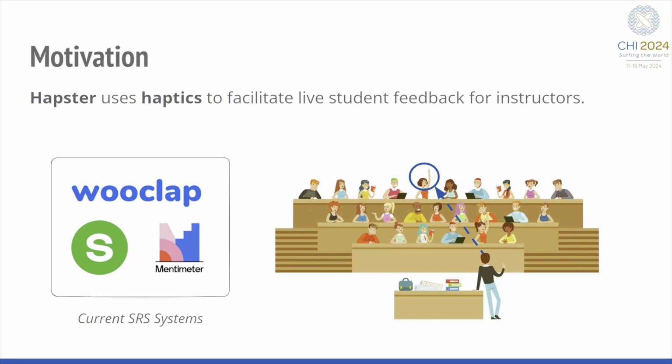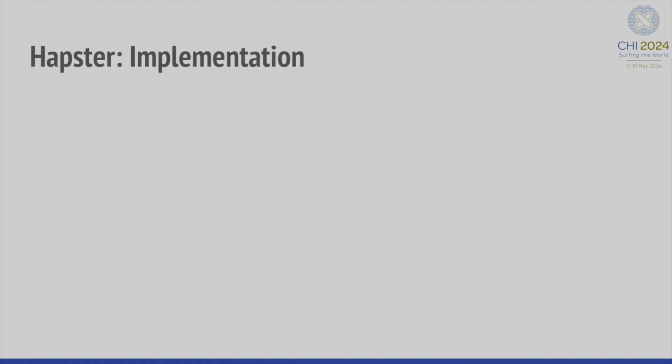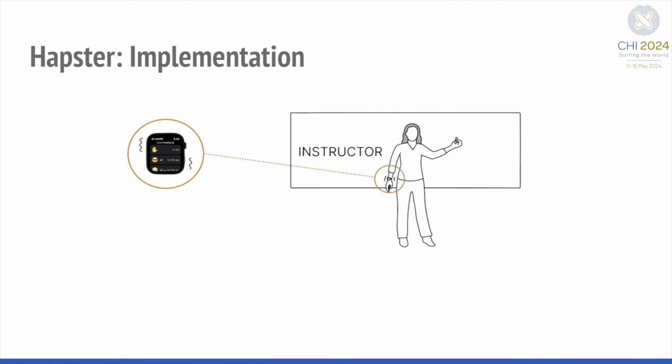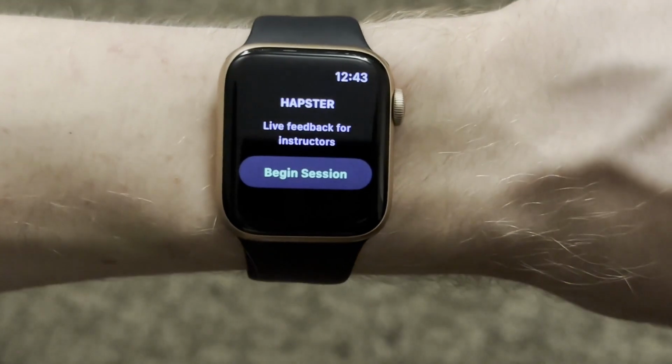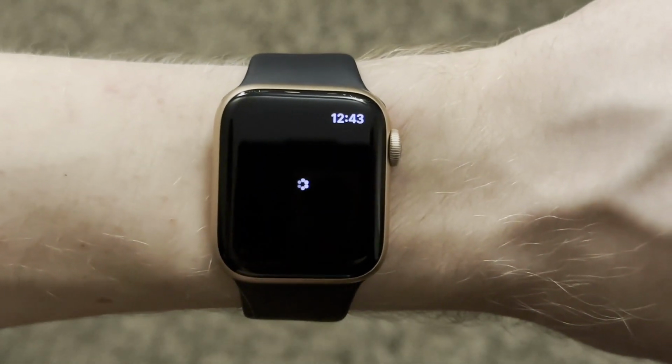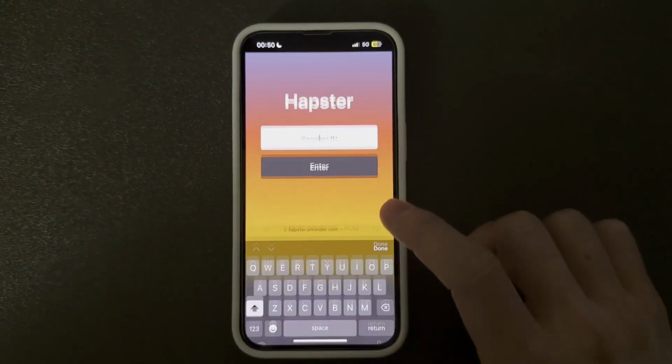visual and haptic formats, notifying the instructor of student input immediately by playing a haptic sequence on their Apple Watch. The Hapster system has two components, a WatchOS app for the instructor and a web app for the students. On the Apple Watch, instructors initiate a session by generating a unique session ID. Students join that session via the web interface in the browser.